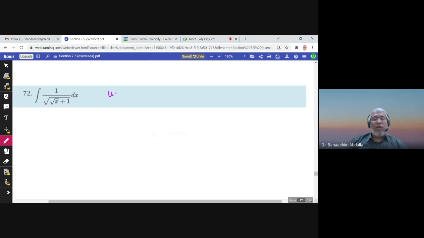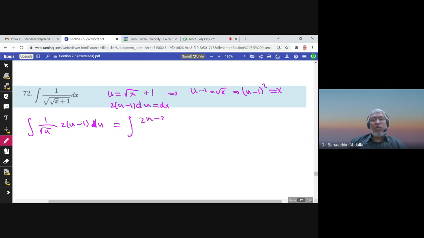Well, here I'll take u equals square root of x plus 1. And then to solve it for x, I will have u minus 1 squared equals x, and then 2 times u minus 1 du is dx. So this would be the integral of 1 over square root of u, and dx is 2 times u minus 1 du. So it would be 2u minus 2 over square root of u du. You just divide: 2u over square root of u, that is 2 times u to the power half, minus 2 times u to the power negative half, and you find the integral easily.